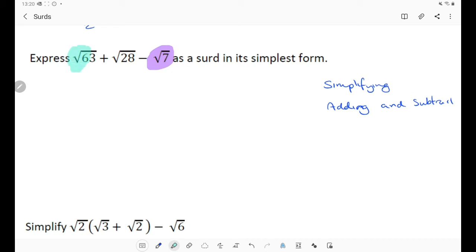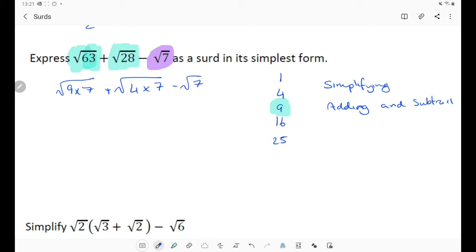The other 2, on the other hand, are not prime. There's a decent chance you can simplify. And what's even more likely is you can simplify them into a version of root 7. So we write our square numbers and we are looking for a value times 7 that fits into 63. 9. So we're going to have 9 times 7 plus 4 times 7. Okay?